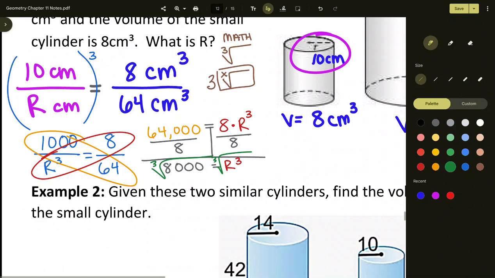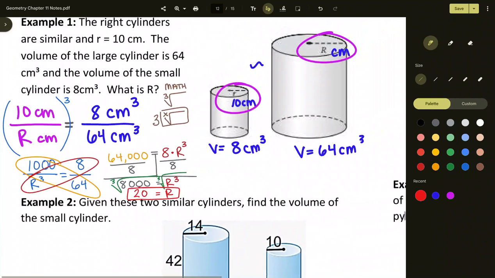So we are going to apply the cube root of 8,000. This means what number cubed equals 8,000. So if I do the cube root of 8,000 on my calculator, my radius comes out to be a length of 20 centimeters. So that big cylinder has a radius of 20 centimeters.